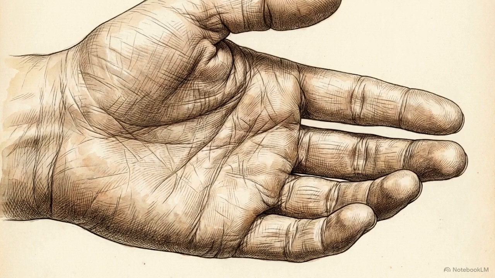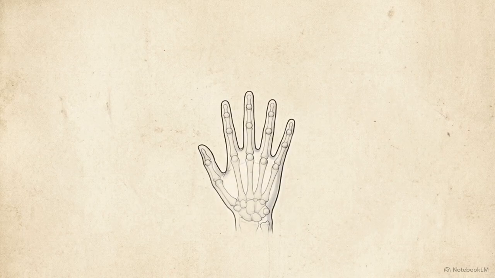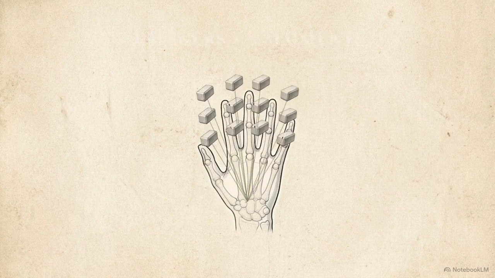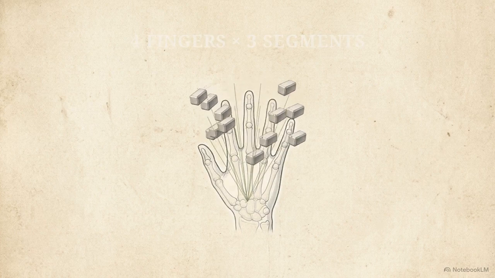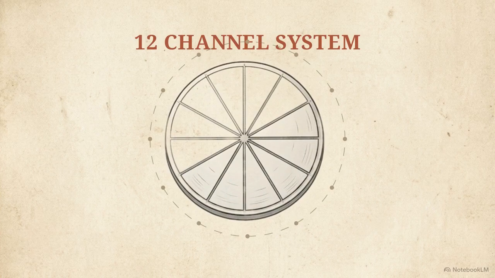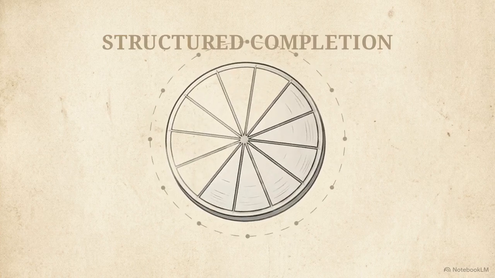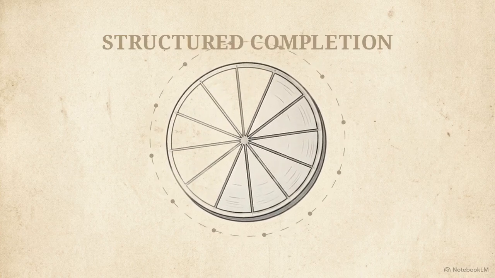The geometry becomes more complex as we move from the exterior surface to the internal joints. The 4 active fingers contain a hidden layer of articulation. Each finger consists of 3 visible movement sections. Multiplying these 4 active fingers by 3 internal segments unfolds the hand into a 12-channel system. Here, 12 represents structured completion, a stabilized grid designed to hold the system's movement and memory.